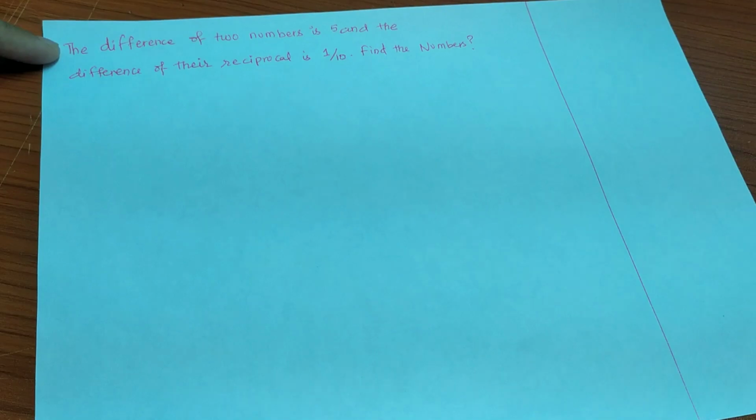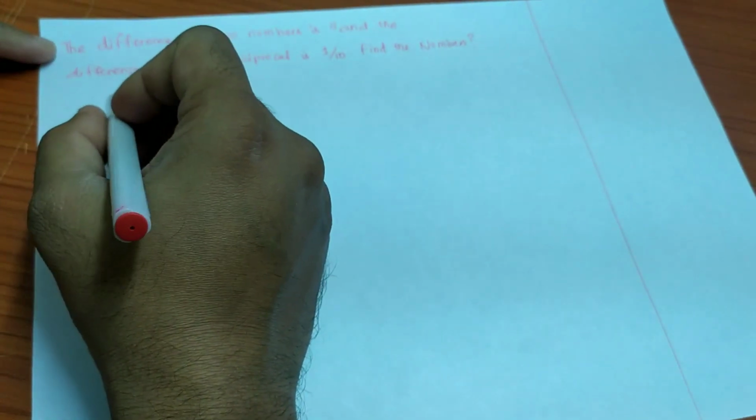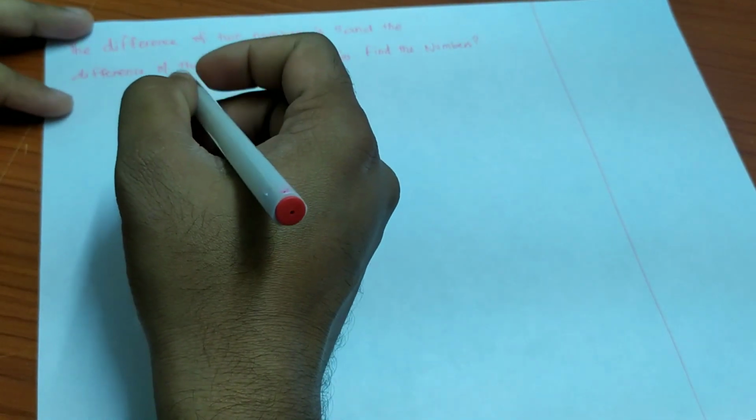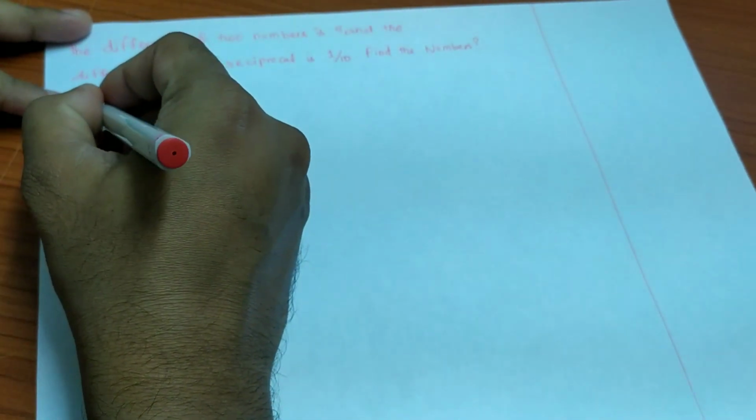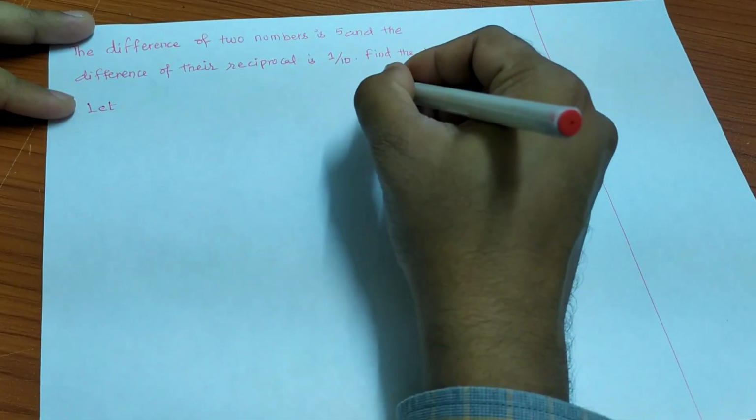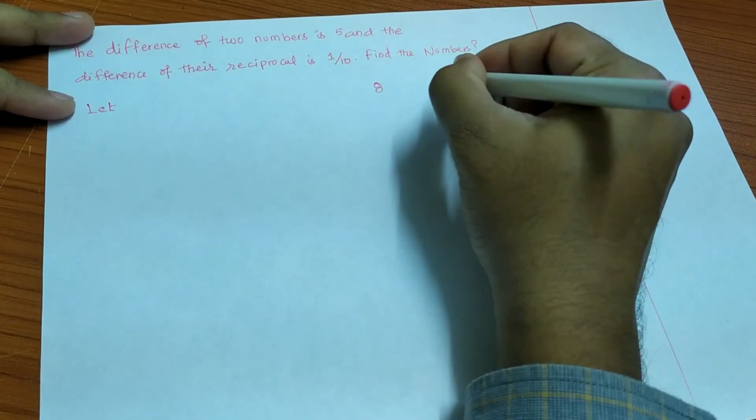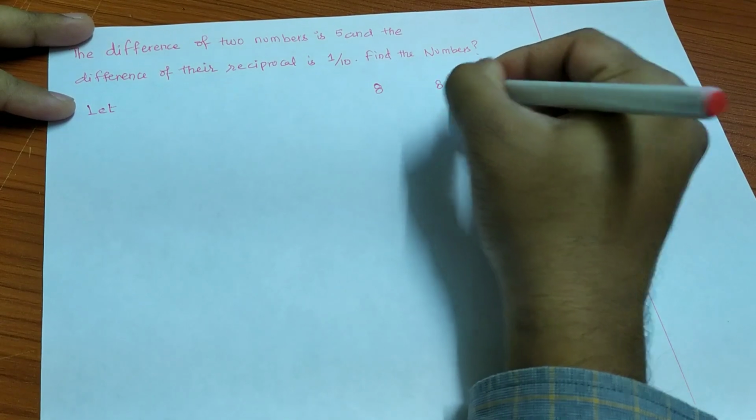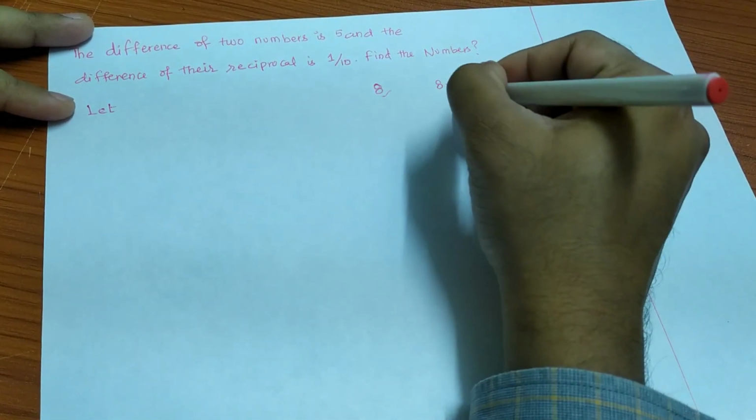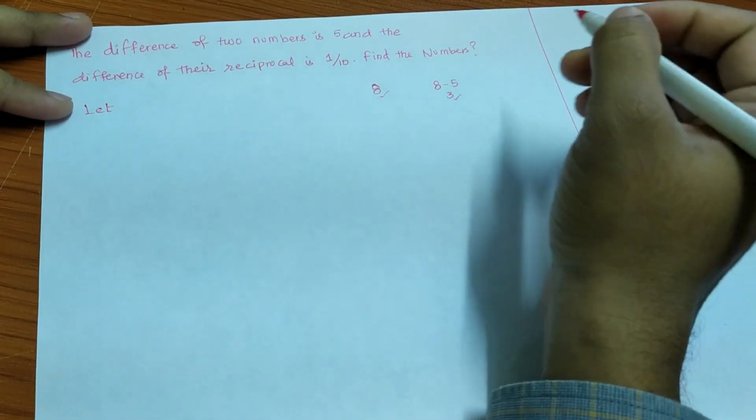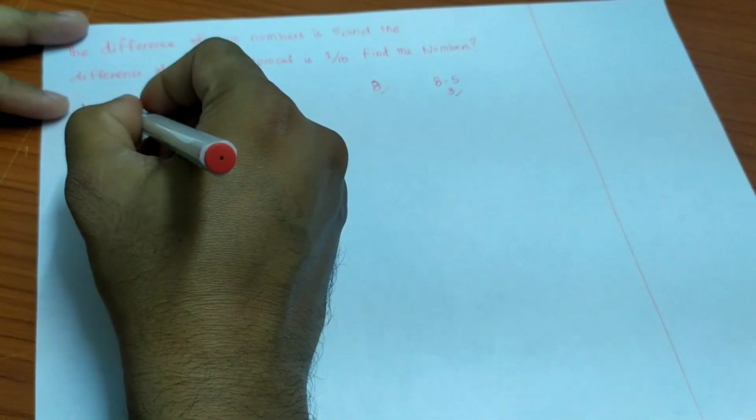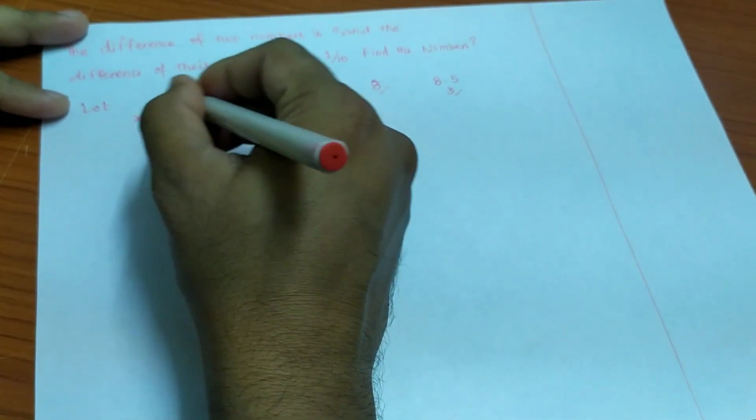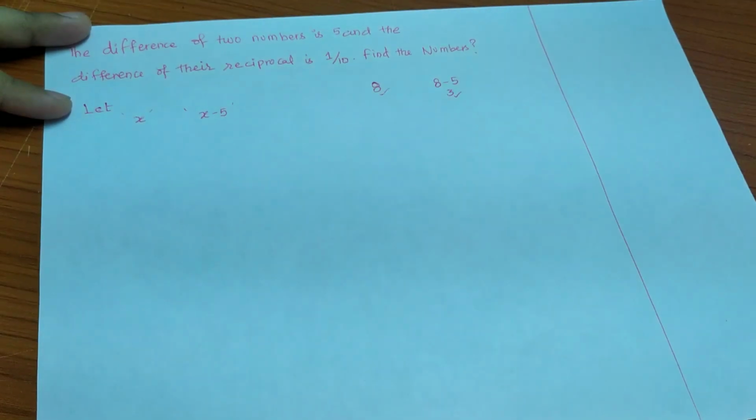It's very simple. So first thing is, what you have to see, you can see the difference of two numbers is 5. So how can I assume those two numbers? For example, if one number is 8, another number will be 8 minus 5, which is 3. Am I right? So if one number is 8 and another number is 3, then their difference will be 5. So let x be one number and x minus 5 be another number. I have assumed two numbers.